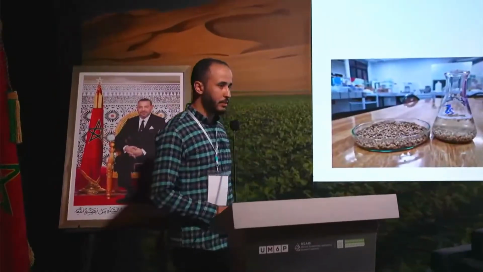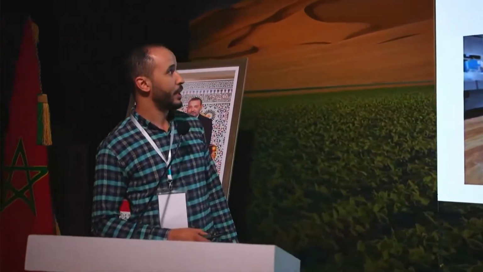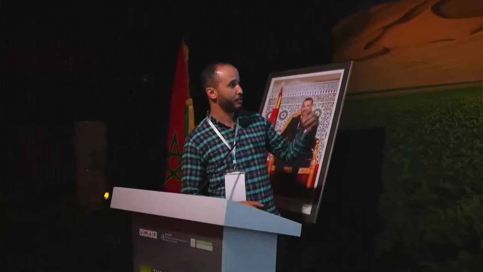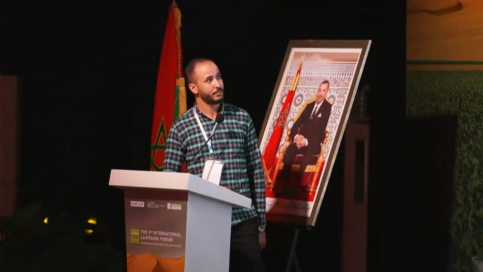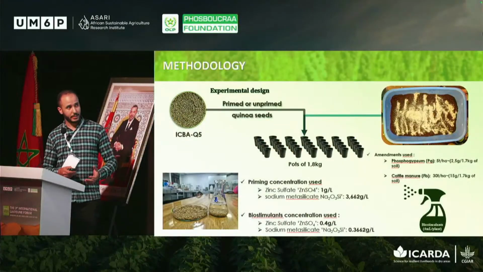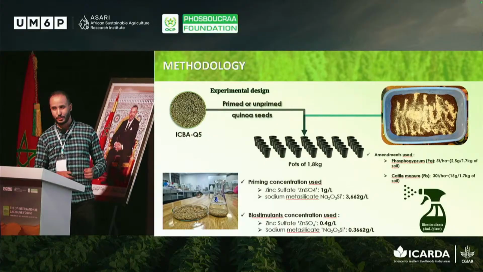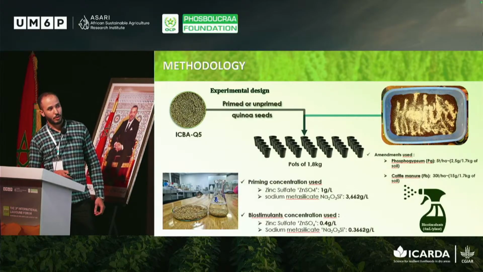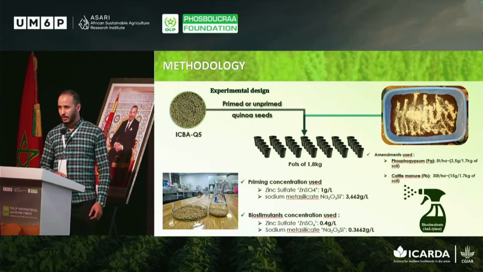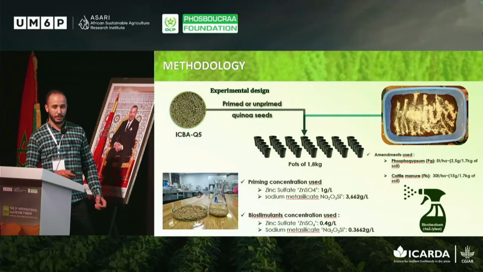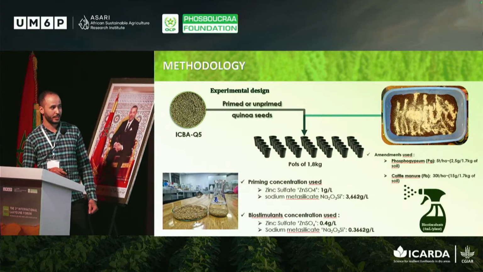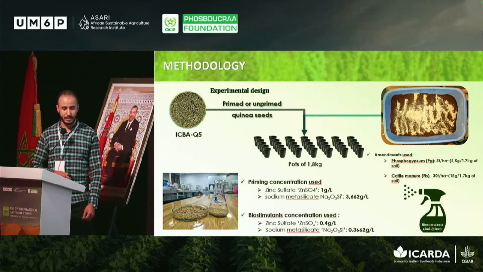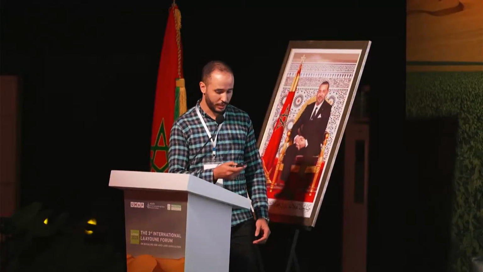So our experimental design starts by priming, or pre-treating, our quinoa seeds. We chose the ICBA Q5 variety, which was grown in agronomic soils mixed either with phosphogypsum or cattle manure. Regarding the priming and the biostimulation treatments, we used both zinc sulfate and sodium metasilicate, but at different concentrations for each treatment.